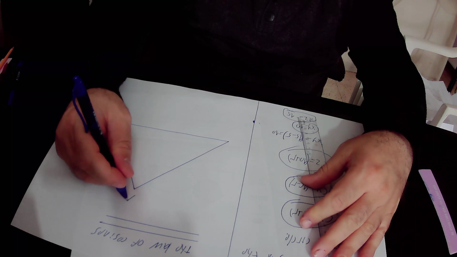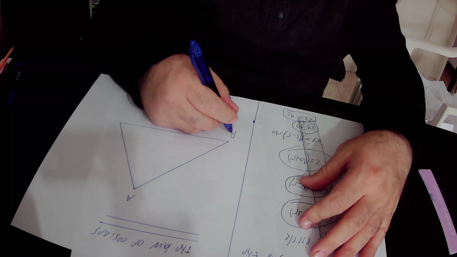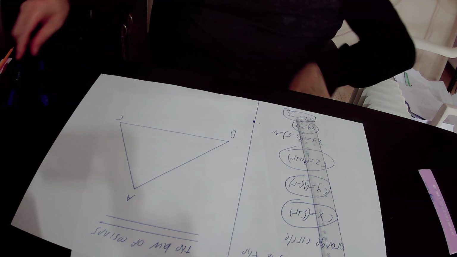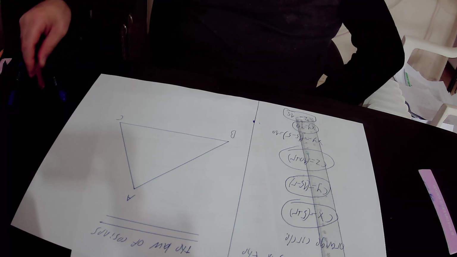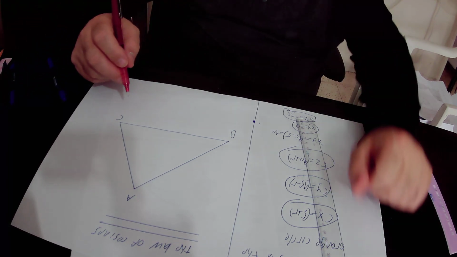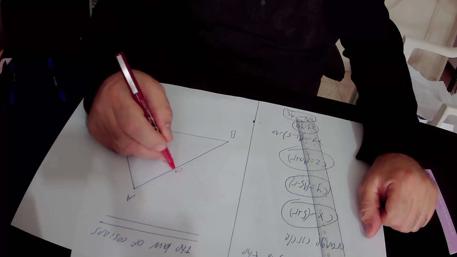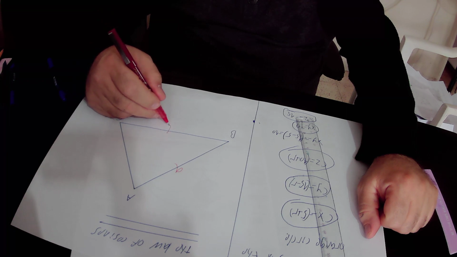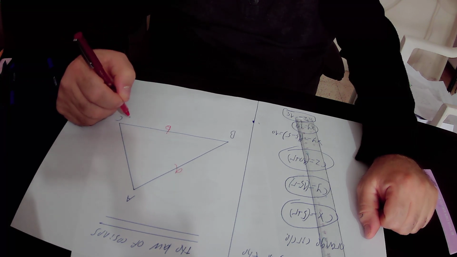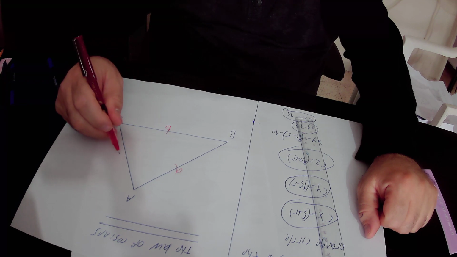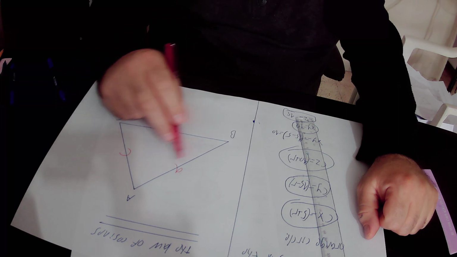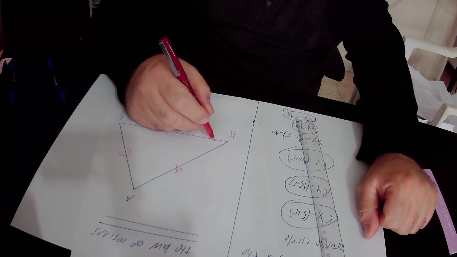This is triangle ABC. We know that side AB of triangle ABC equals A units in length, side BC equals B units in length, and side AC of this triangle equals C units in length. We also know that the angle between side AB and side BC is theta.